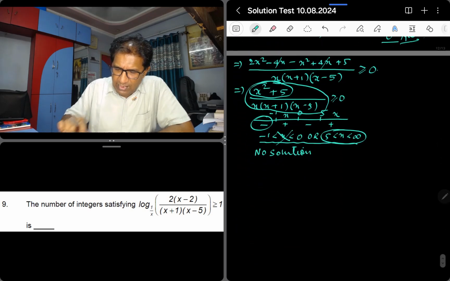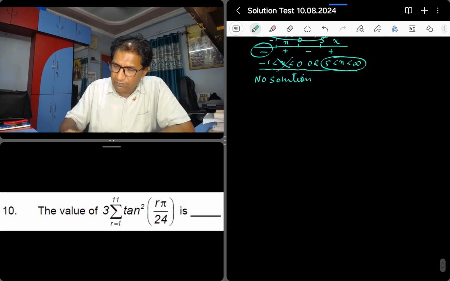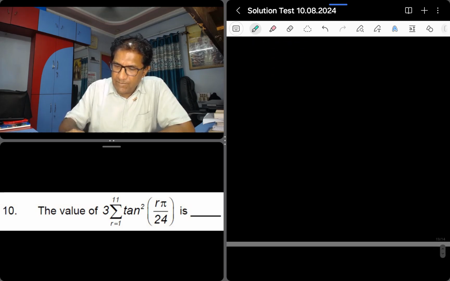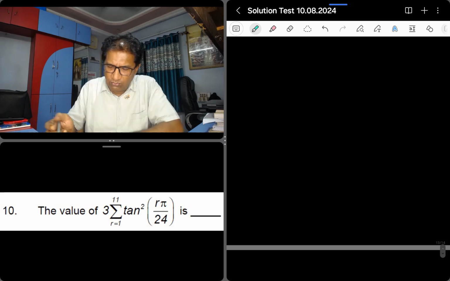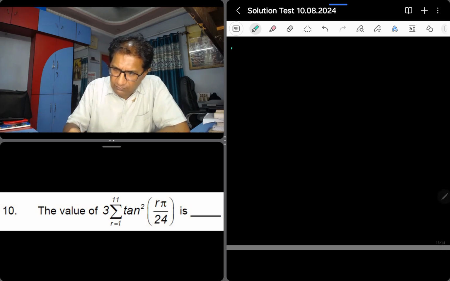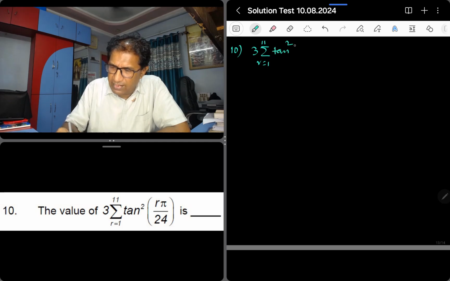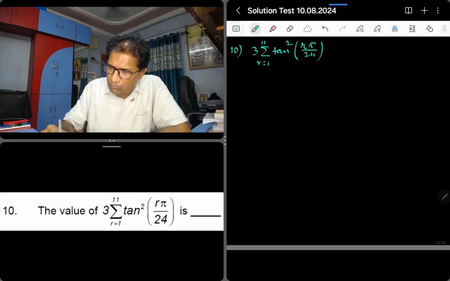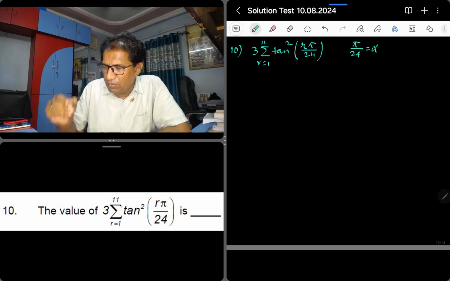Okay, so let us move to the next sum. This is our last sum for this weekly test. We have to find out the value of 3 times sigma, r is from 1 to 11, tan square r pi over 24. Okay. So, for the time being, let us do one thing. Let me take pi over 24 as alpha.